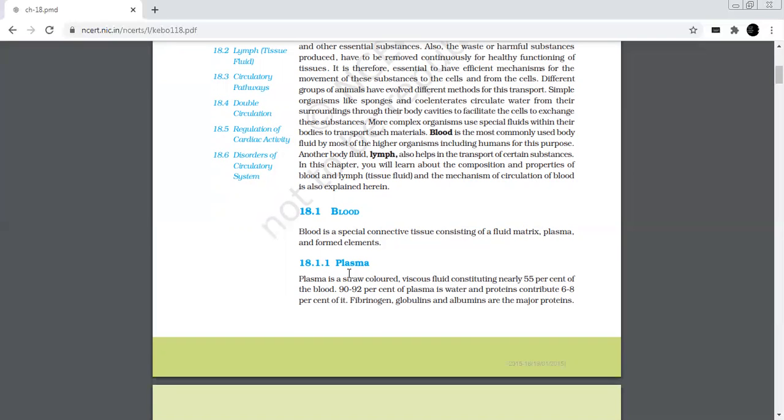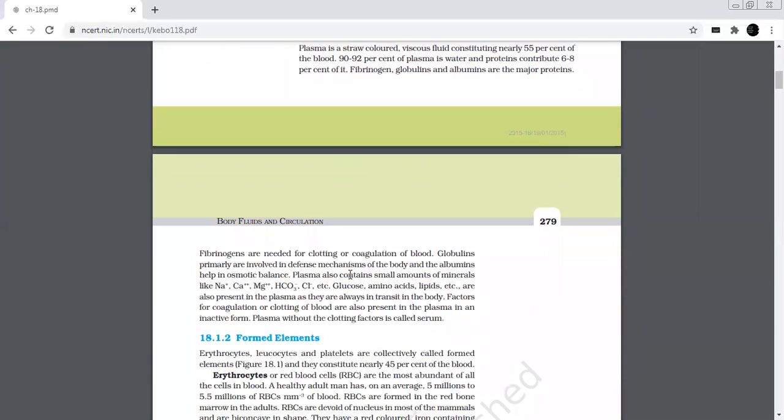Plasma proteins. Proteins found in plasma are very important as they are responsible for providing viscosity to the plasma. The major proteins found in plasma are fibrinogen, globulins, and albumins. Functions of plasma: it provides body immunity, maintenance of blood pH, and helps in prevention of blood loss.